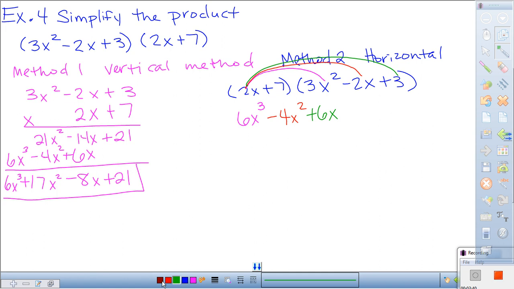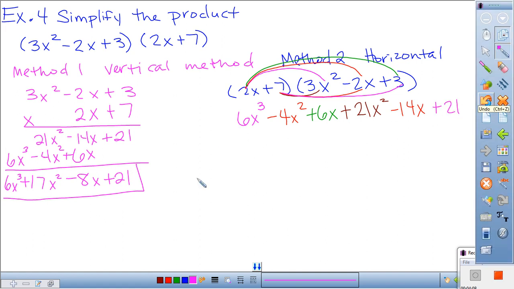So we'll do the same with 7. So I'll start with 7 times 3x squared, which is a positive 21x squared. And then we have 7 times negative 2x, negative 14x. And finally, we have 7 times 3, which is plus 21. Now we have lots of like terms we can combine.